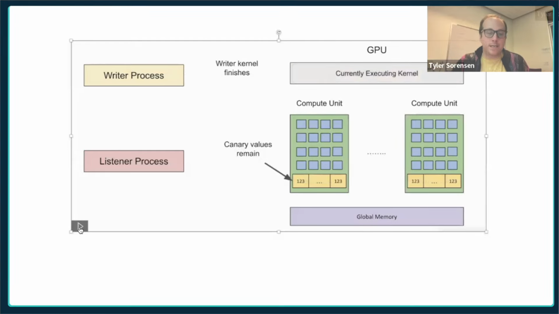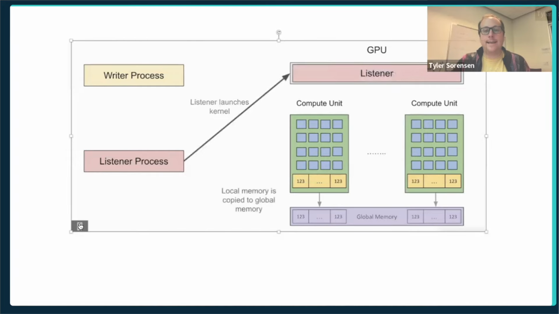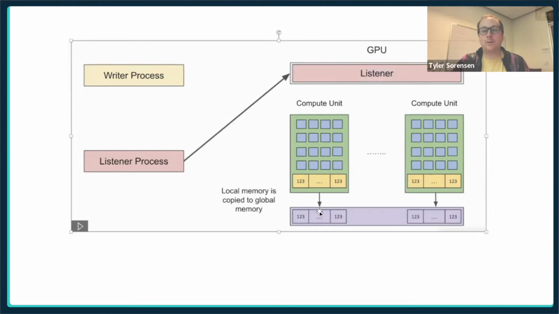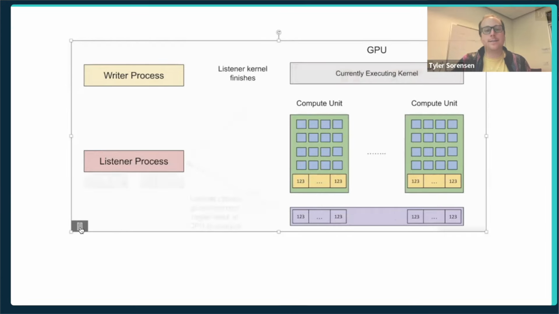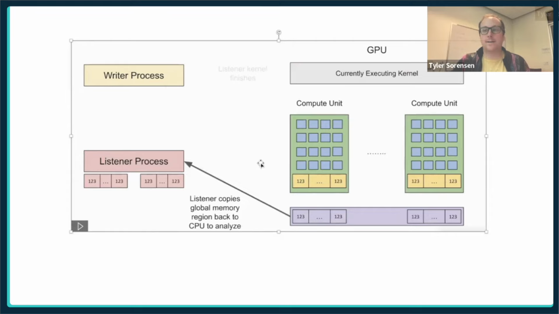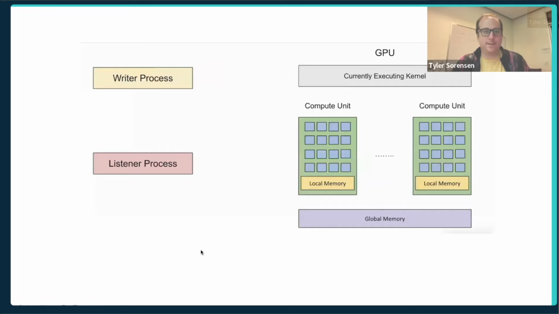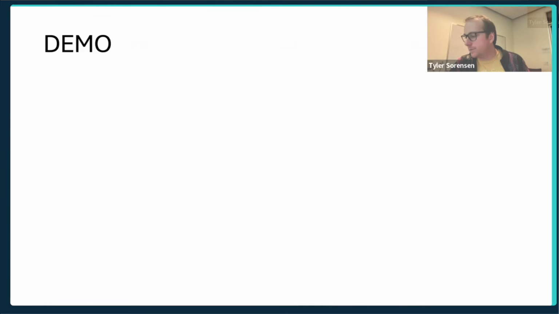Now, the writer is going to finish, but what our hypothesis is, what we want to check is if those canary values remain, then the listener can get on the GPU, and then it can dump that uninitialized local memory to global memory. Then once that kernel finishes, the listener can copy that memory back and get values from the writer process. So overall, I don't know that that's super complicated, but that's a visualization of what we have. I do have a demo of this running on my MacBook. What I want to do though is make sure that we get through all the material, so maybe I'll save the demo for the end and we can see.